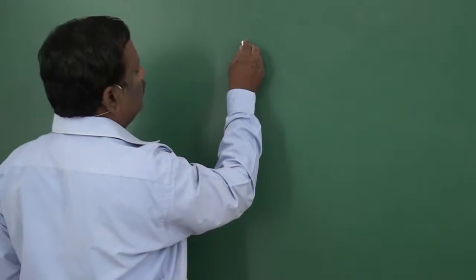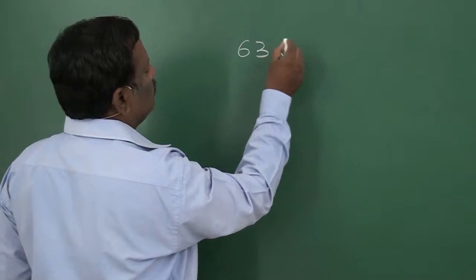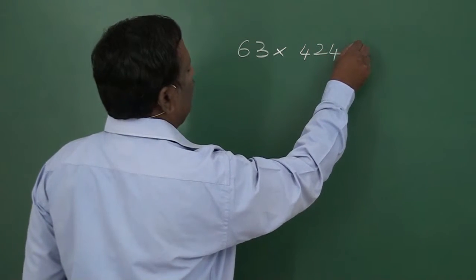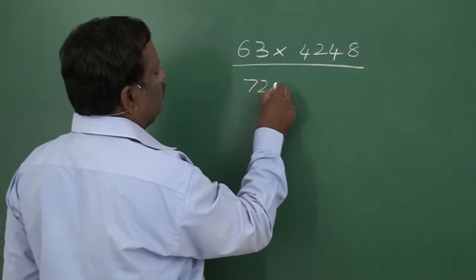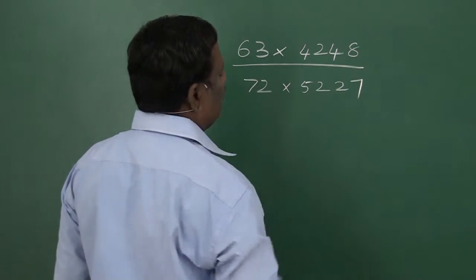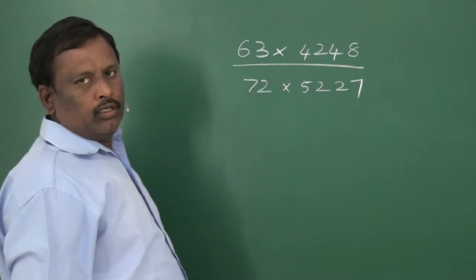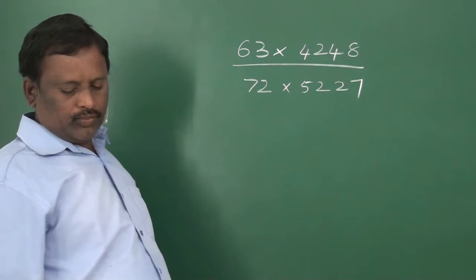Let us do another problem by using logarithmic tables. 63 into 4248 divided by 72 into 5227. Here we have another number which we have to solve by using logarithmic tables.